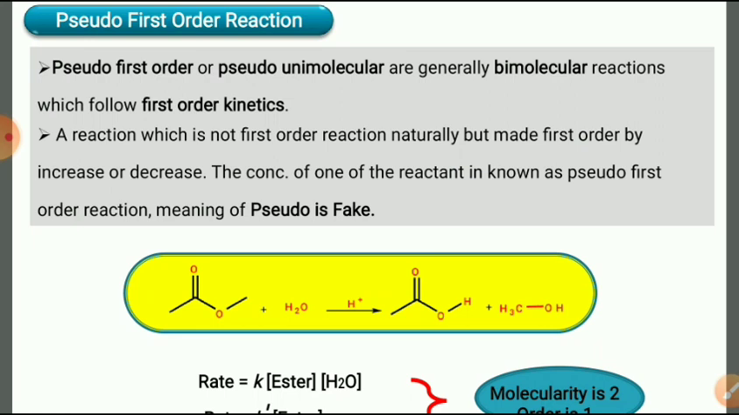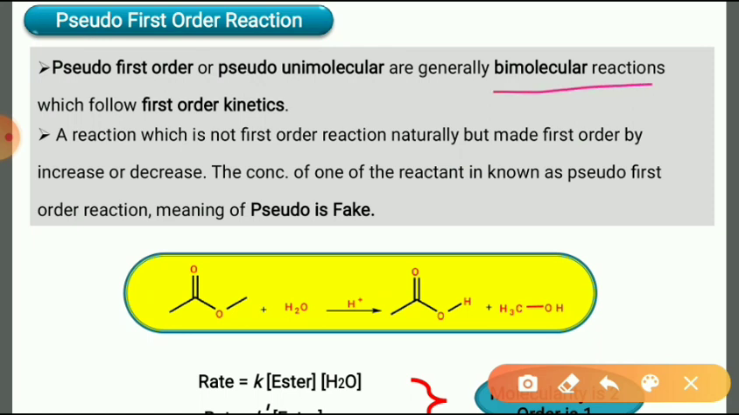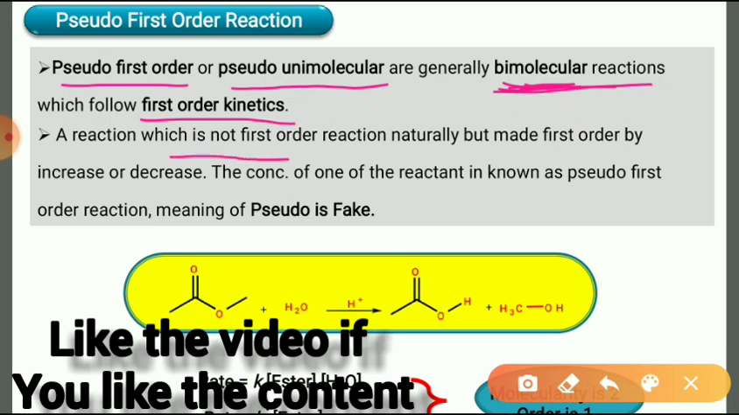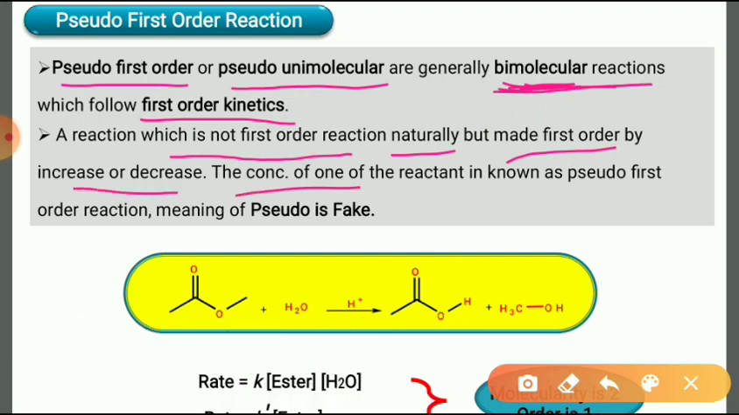Pseudo first order reaction. The pseudo first order or pseudo unimolecular reactions are generally bimolecular reactions which follow first order. That means in the actual reaction there are two molecules taking part to give the product, but the order depends only upon one reactant. Such reactions are called pseudo unimolecular or pseudo first order reactions. A reaction which is not naturally first order, but is made first order by increasing or decreasing the concentration of one of the reactants, is known as a pseudo first order reaction.